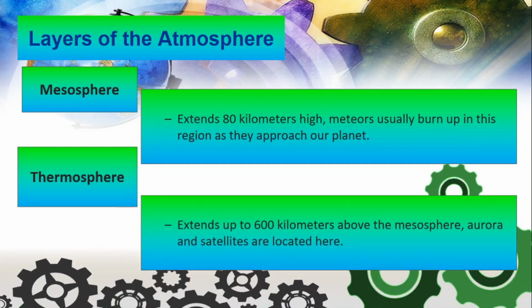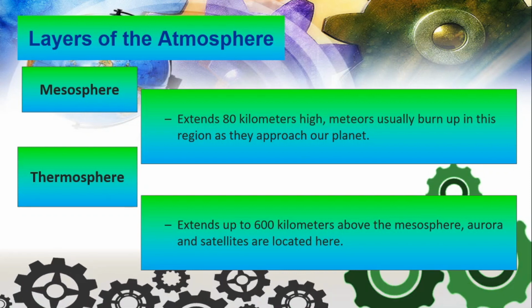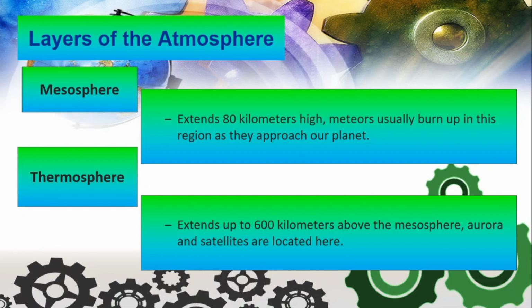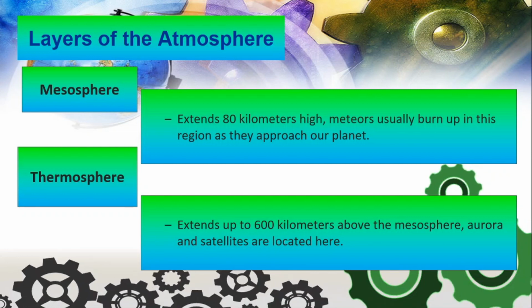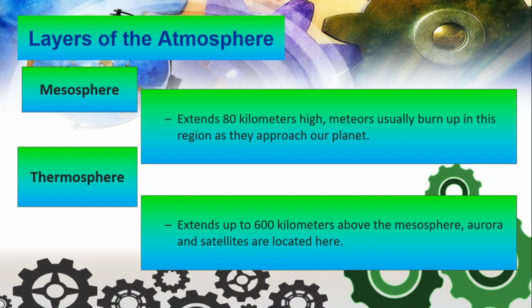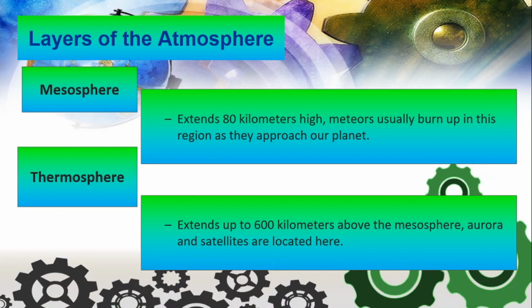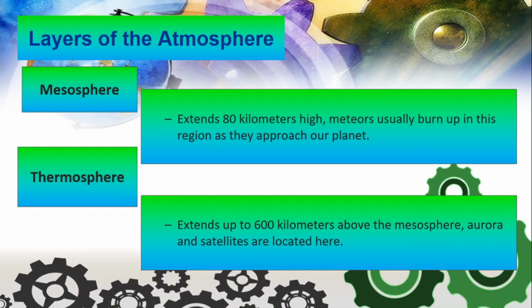Up above the mesosphere is the thermosphere. Extends up to 600 kilometers above the mesosphere. It is where auroras or the northern lights and satellites are located. The satellites that I have mentioned here are not the natural satellites, but the artificial ones that observe the weather pattern or climate change.